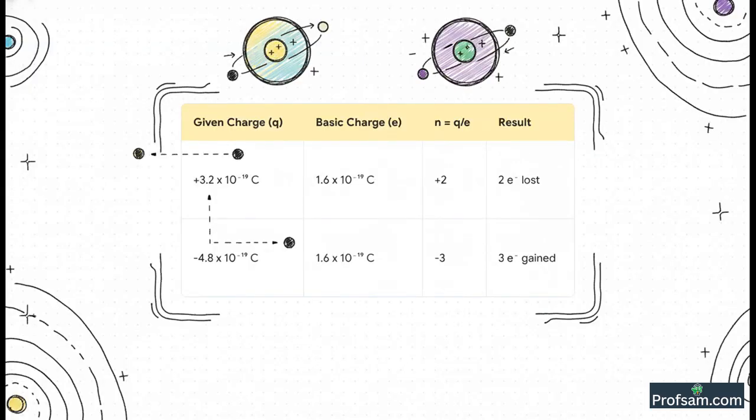Okay, let's make this crystal clear with a very small example. We'll use our formula Q equals NE, or N equals Q divided by E. So let's say a body has a charge, Q, of plus 3.2 into 10 to the power of minus 19 coulombs. We just divide this by E, which is 1.6 into 10 to the power of minus 19. And what do we get? We get N equals plus 2. The fact that N is a positive integer tells us that this body has lost 2 electrons. Now, what if the charge was negative, say minus 4.8 into 10 to the power of minus 19 coulombs? We do the same calculation, and we get N equals minus 3. The negative sign here tells us the body has gained 3 electrons. See how it works? It's that simple.